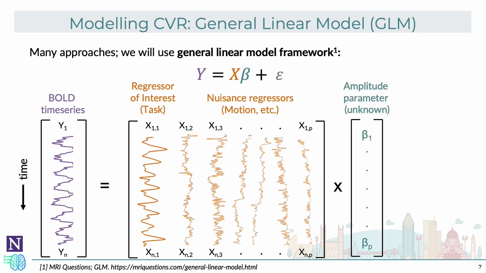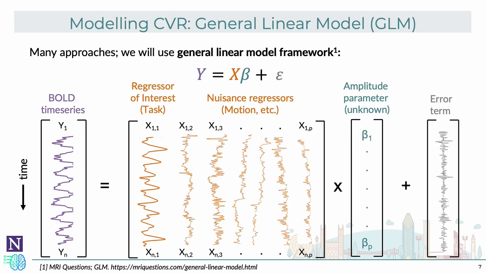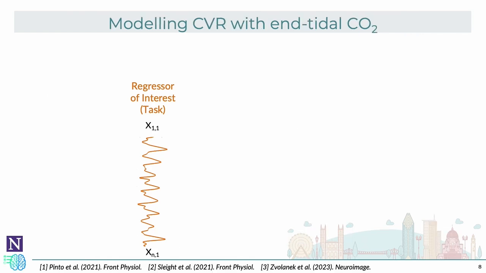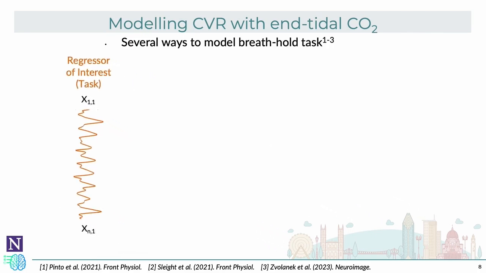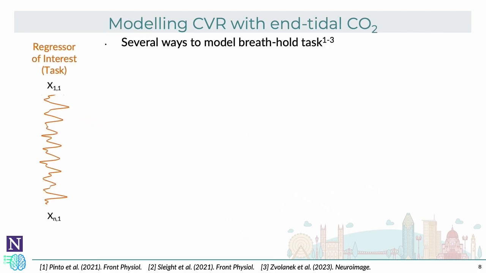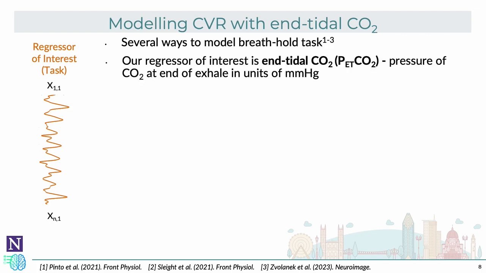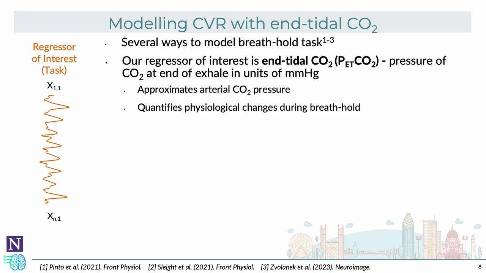Several different signals can be used as the regressor of interest to model the breath hold task. In this tutorial, our regressor of interest is end-tidal CO2, the pressure of CO2 at the end of an exhale, measured in units of millimeters of mercury. End-tidal CO2 is a close approximation of the CO2 pressure in the blood. It also allows us to quantify physiological changes during the breath hold and account for variations in task performance.